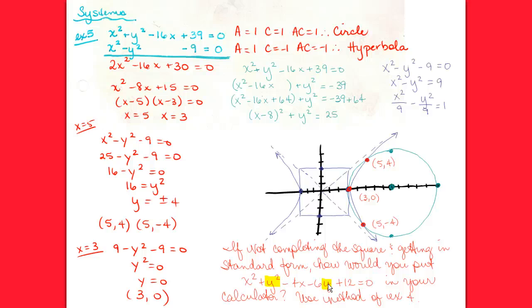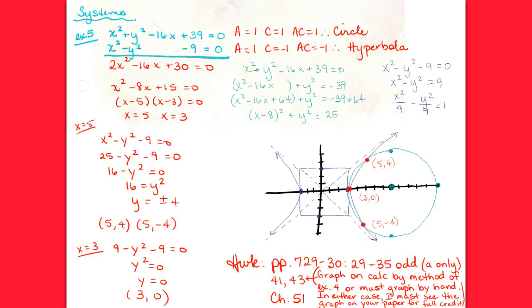Now, for your homework tonight, on 29 through 35, you're just using the classification system. But when you get down to 41 and 43, and it says to graph it, you can graph it on your calculator if you play around with that method of example number 4, or you have to graph it by hand. I don't care which way you do it, there has to be a graph on your paper to get credit. You can't come in with just the answer written down out of the back of the book and say, well, I did it on my calculator. You have to graph it. If you're going to graph it on your calculator, that's fine, but that graph needs to be copied onto your paper. So in either case, I have to see the graph on your paper for you to get full credit.